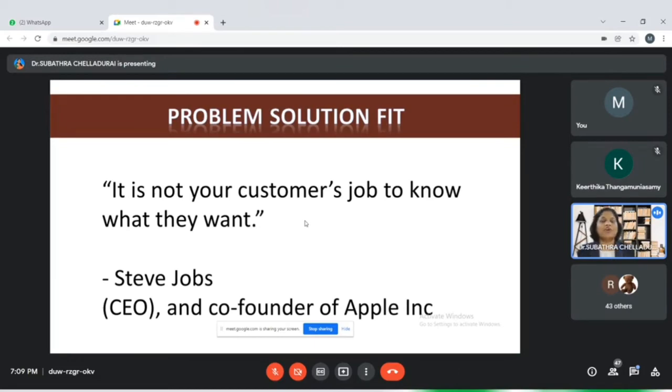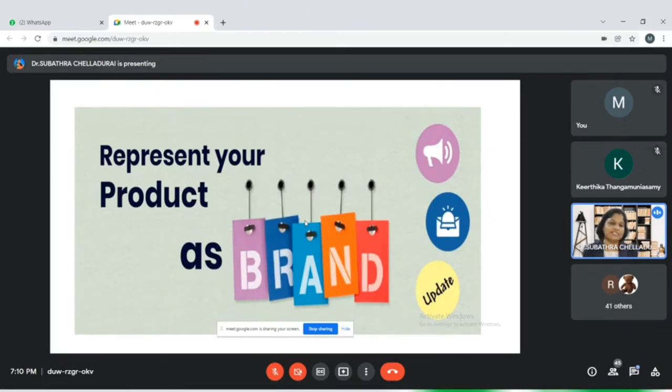And it is not your customer's job to know what they want. It is not your customer's job. Finding out what they want is not the customer's job. Whose job is it? It is ours, the job of whoever sells, to find out what they need, because we are the ones who have to sell, says Steve Jobs. Who is Steve Jobs? CEO and co-founder of Apple Incorporation. You know Apple Incorporation, right? It has mobile, laptop, so many electronic goods with Apple.